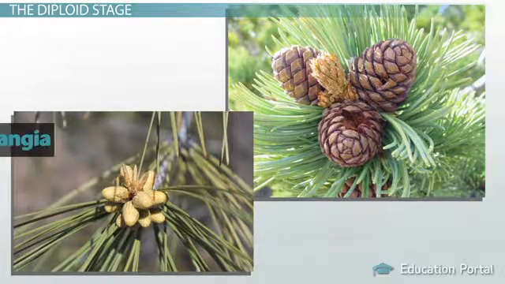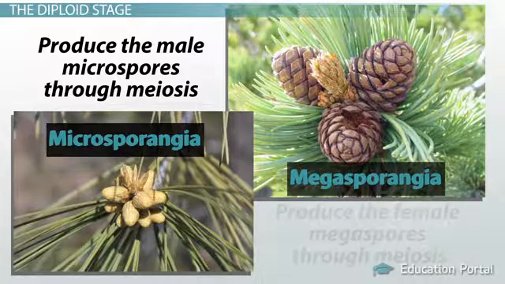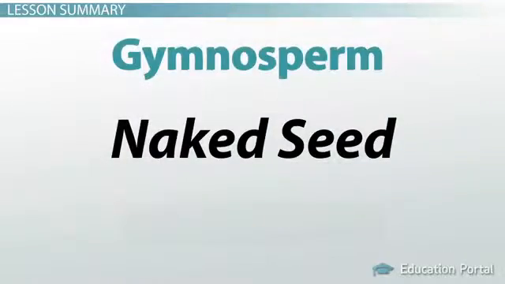The pollen cones contain many microsporangia, which produce the male microspores through meiosis that we started with in the haploid stage. The ovulate cones contain megasporangia, which produce the female megaspores through meiosis that we started with in the haploid stage. Gymnosperms are unique plants because they produce naked seeds.